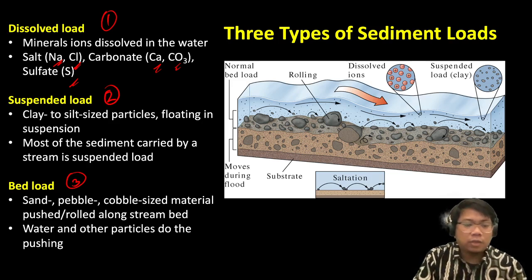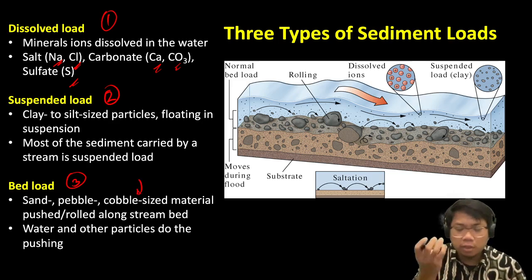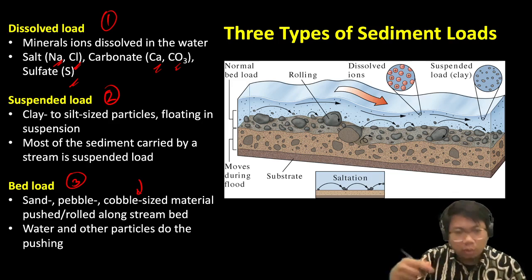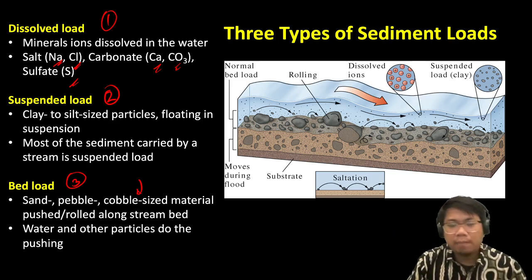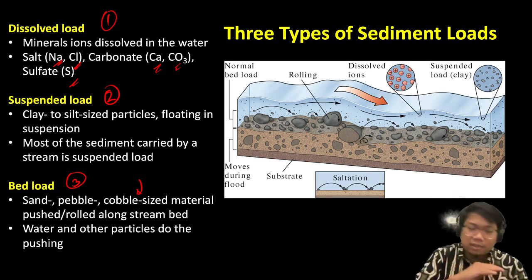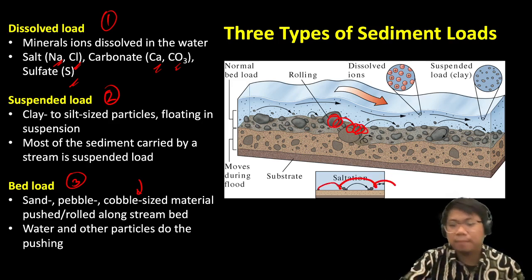And the last one is called bed load, and they represent sand particles, pebble, and cobble sized particles. Basically, these are coarser particles that we see in the water column that have been pushed or rolled along the stream bed. When these larger particles travel down the stream, they constantly touch the riverbed, and they can move with rolling action or saltation. Sometimes they jump and jump and jump.